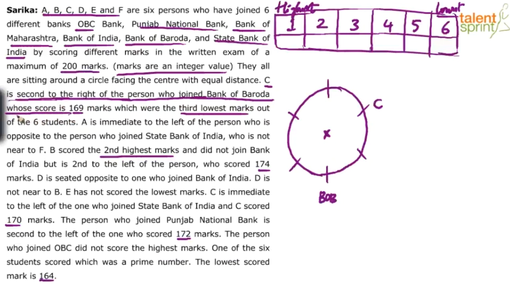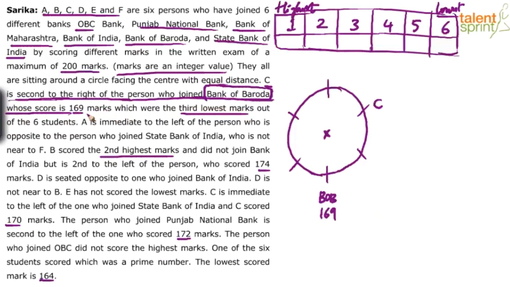Now understand, whose score? Whose here refers to whom? The person who joined Bank of Baroda. Remember, who, whose, which, all this refer to the preceding person, right? Whose score? So, who joined Bank of Baroda, and this person's score is 169 marks. So, the one who joined Bank of Baroda, he scored 169 marks.